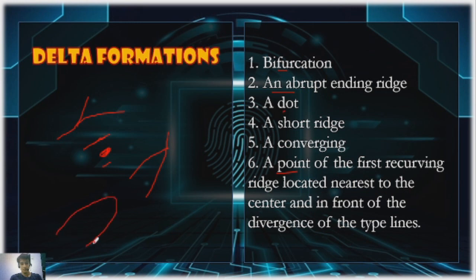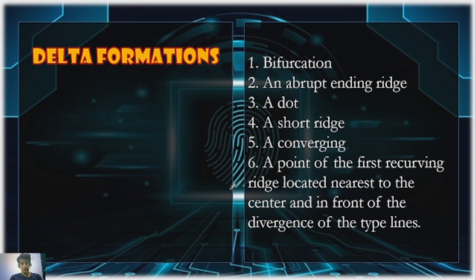Let's say this is the first recurving ridge, okay, and this is the nearest to the center or the core. Then this could be the delta, okay, and this is the divergence, or it should be in front of the divergence of the pattern. Okay, so in front of the divergence of the type lines, and this is the first recurving ridge, then we can consider this as the delta.